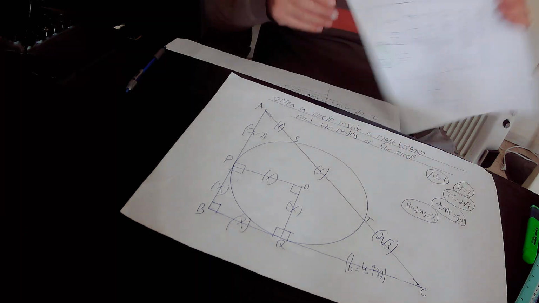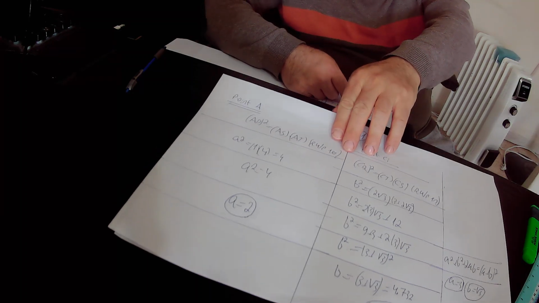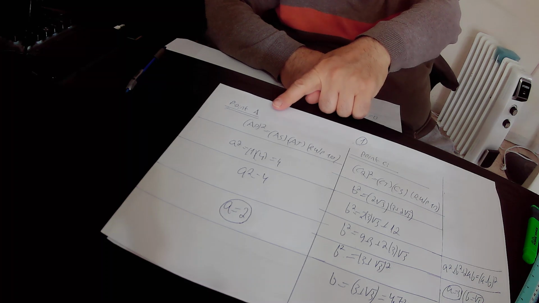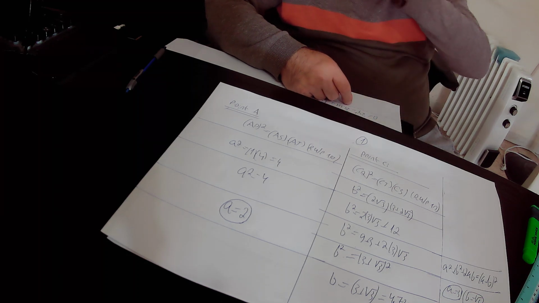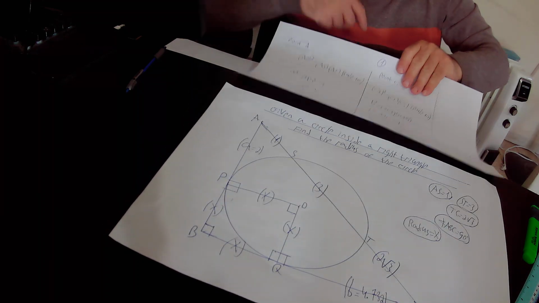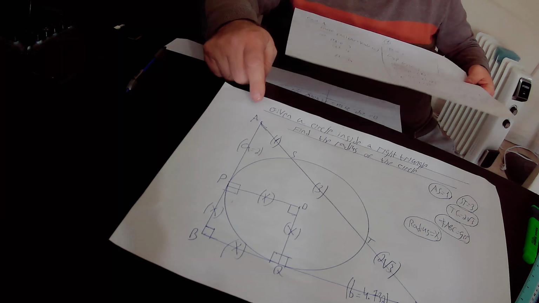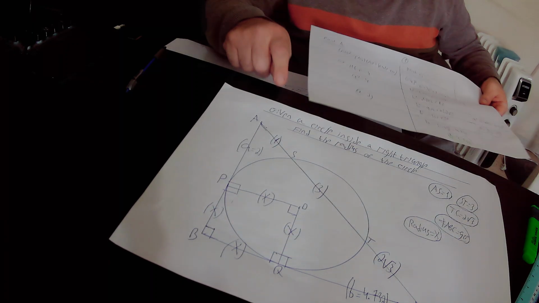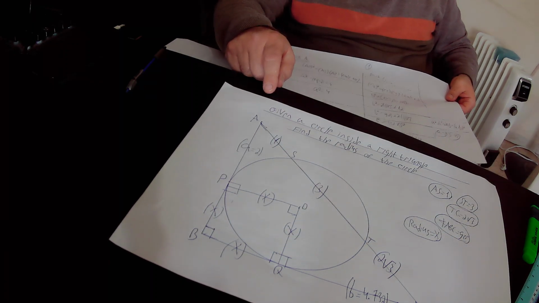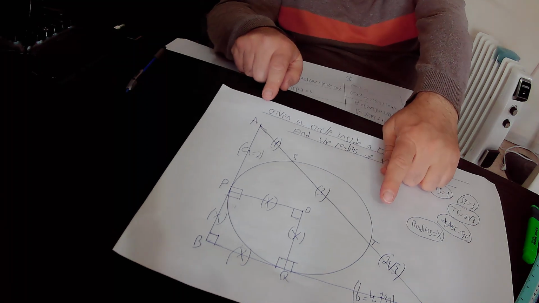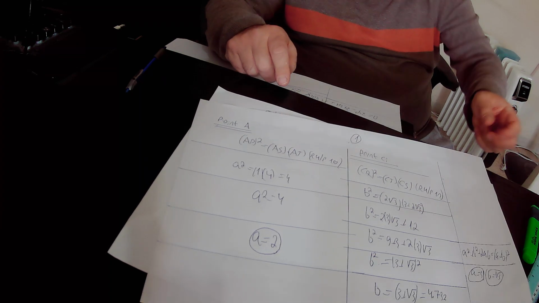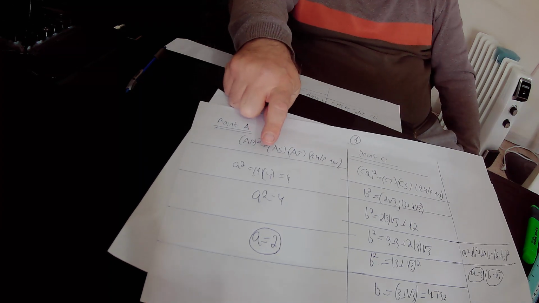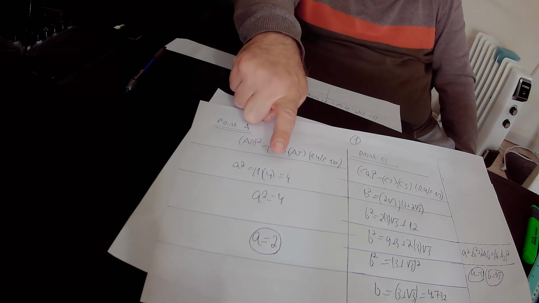If we focus on the common extent point A, according to rule 10, we get that AP square equals AS times AT. AP is a, therefore AP square is a square. AS is 1, and AT is 1 plus 3, that is 4. So in conclusion, a square equals 1 times 4, that is 4.